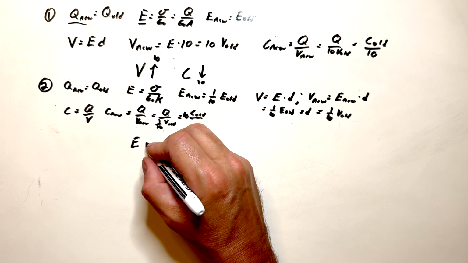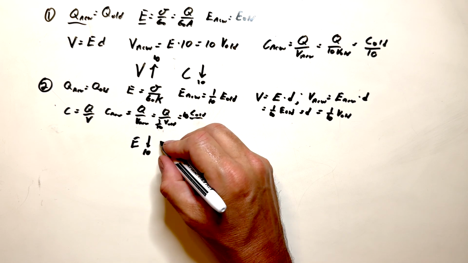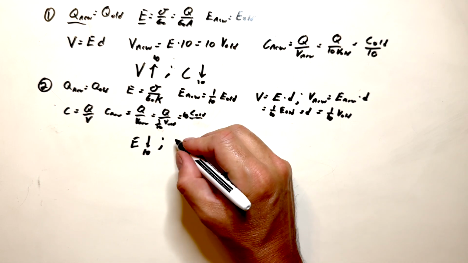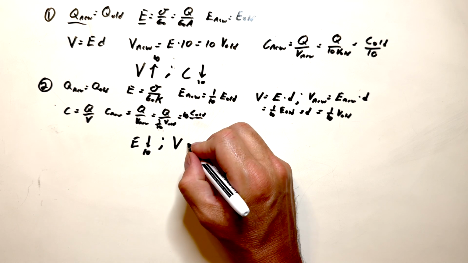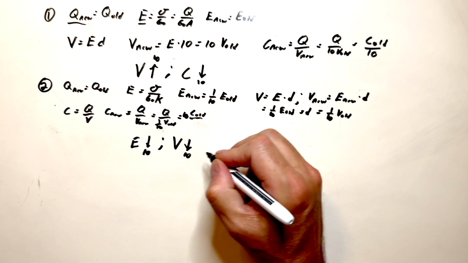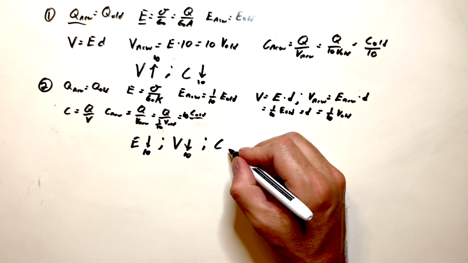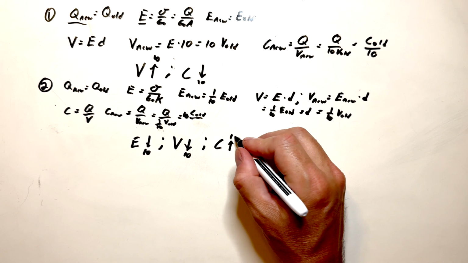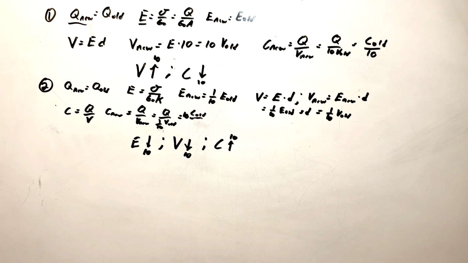The electric field will go down by a factor of 10. The potential will also go down by a factor of 10, but the capacitance will go up by a factor of 10. And that's what happens when you put a dielectric material in between the plates of a parallel plate capacitor. It increases the capacitance by the dielectric constant.